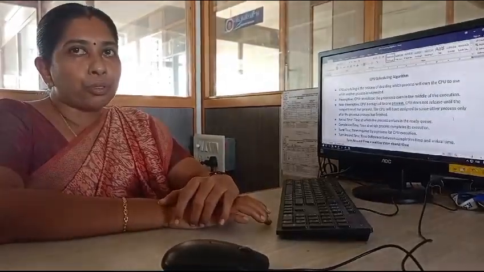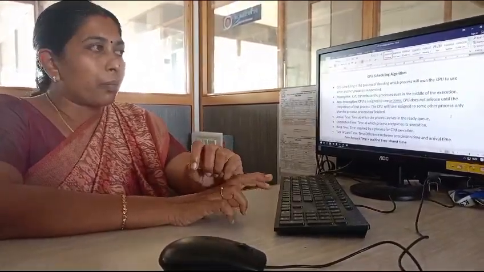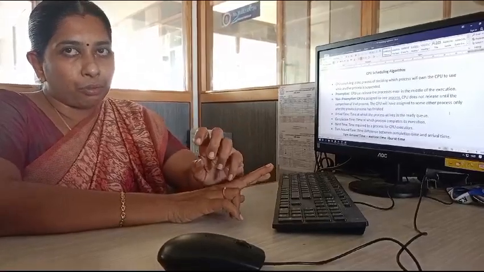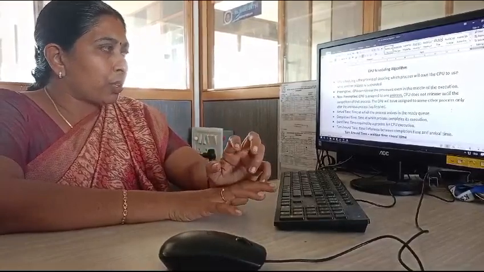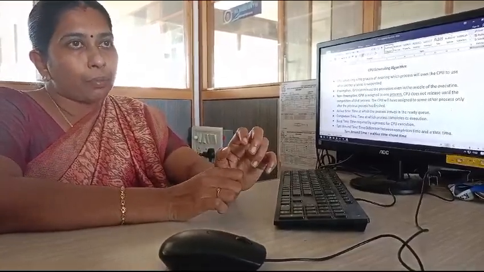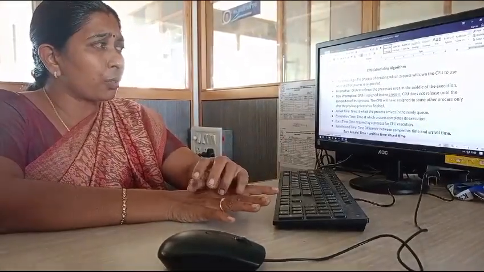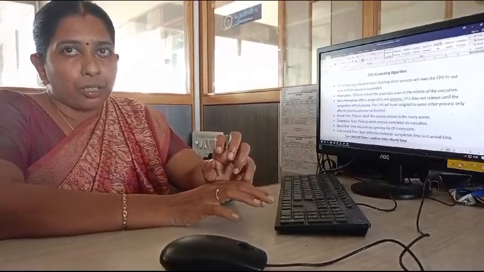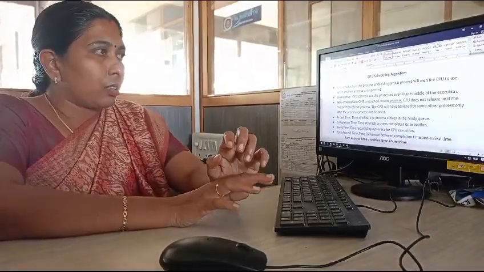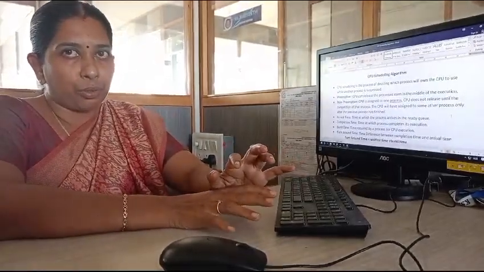CPU scheduling is the process of deciding which process is going to execute in the CPU at a particular instant of time. Basically, scheduling is categorized into two types, that is preemptive scheduling and non-preemptive scheduling. In preemptive scheduling, a CPU can release a particular process in the middle of the execution. In non-preemptive scheduling, once a process is assigned to the CPU, it does not release it in between the execution. It should release that process once it completes the execution.